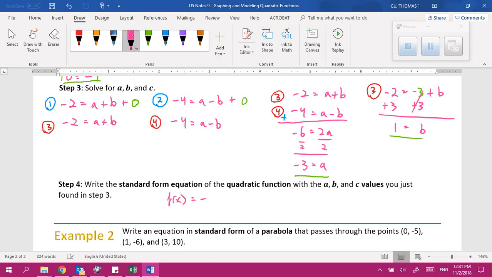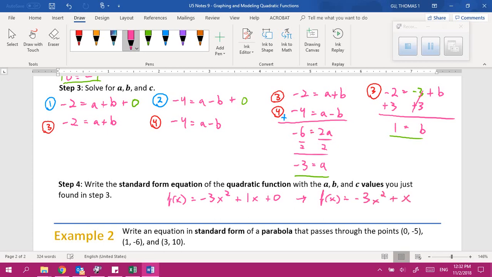Negative 3 what? X squared, right. We only replaced the a with that number. Then plus 1 times x plus 0. So if you plug in the a, b, and c values into that equation, it would be negative 3x squared plus 1x plus 0. But you want to clean this up, okay, because there's a lot of unnecessary things when you write it like that. So this can just be f of x equals negative 3x squared plus x.